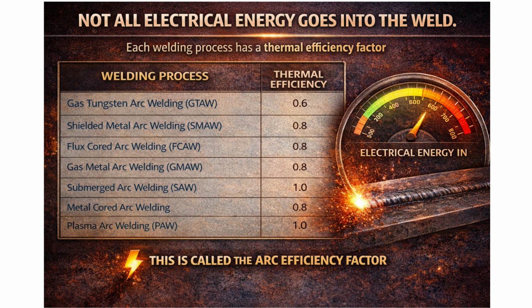SMAW, FCAW, GMAW, and metal cored arc welding are typically around 0.8 or 80% efficiency. Submerged arc welding and plasma arc welding can reach up to 1.0, meaning nearly all the energy is effectively transferred into the joint. So when calculating heat input, you must multiply by the process efficiency factor. Because the machine may show one value, but the weld actually receives less.